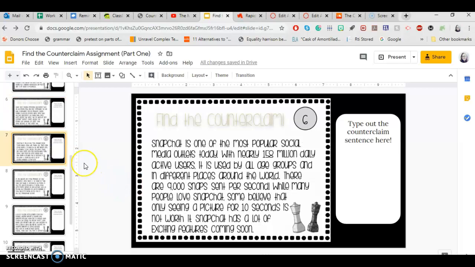Number 6. Snapchat is one of the most popular social media outlets today, with nearly 158 million daily active users. It is used by all age groups and in different places around the world. There are 9,000 snaps sent per second. While many people love Snapchat, some believe that only seeing a picture for 10 seconds is not worth it. Snapchat has a lot of exciting features coming soon.